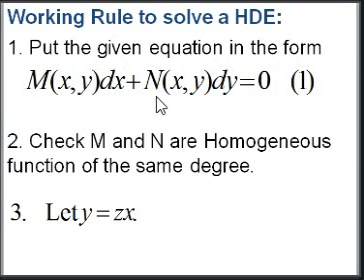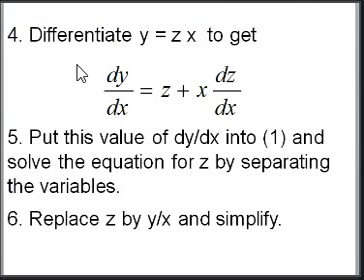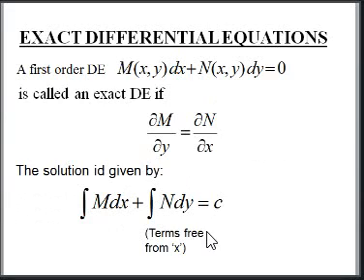Working rule to solve a homogeneous differential equation: put the given equation in the form dy/dx = M/N, and check that M and N are homogeneous functions of the same degree. Let y = zx. Differentiate y = zx to get dy/dx = z + x dz/dx. Put this value of dy/dx into the equation and solve the equation in z by separating the variables. Replace z by y/x and simplify.